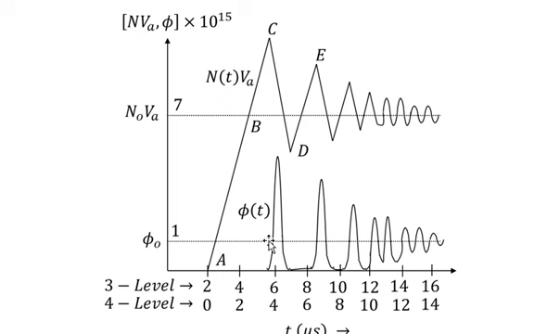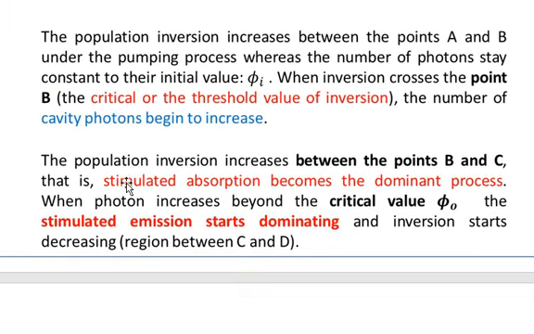So when the photon number becomes greater than the value of phi naught, what is happening? Notice over here, the population inversion increases between points B and C. That is very obvious. That is, the stimulated absorption becomes the dominant process. The photon number increases beyond the critical value phi naught.